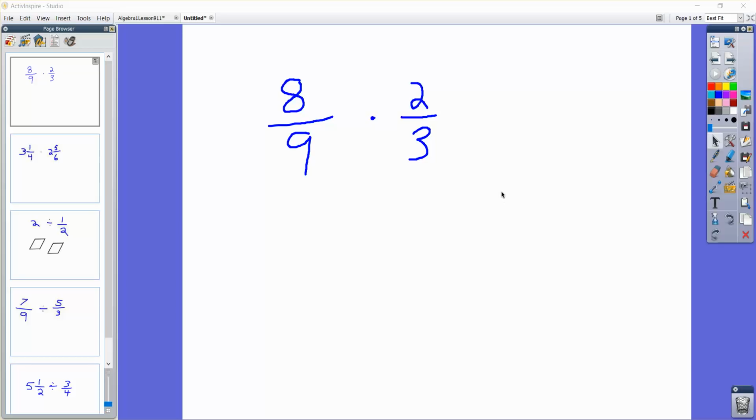I want to take some time to review this concept. As I'm understanding, this is an area of concern in some cases from the past, just working with fractions and being comfortable working with fractions. So I'm hoping that today I can show you some examples to make you feel a little better about your abilities to work with fractions and to not be scared of them.